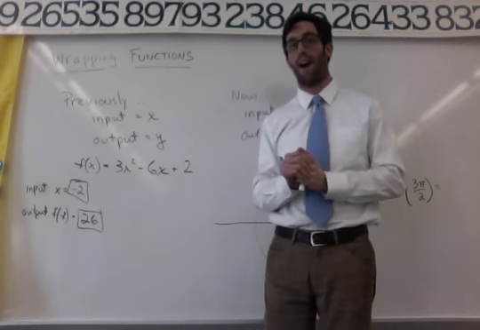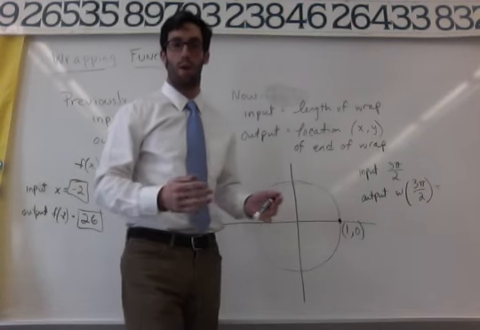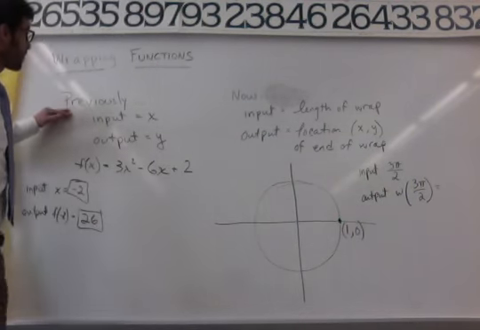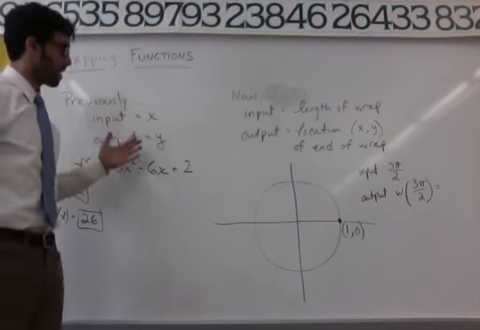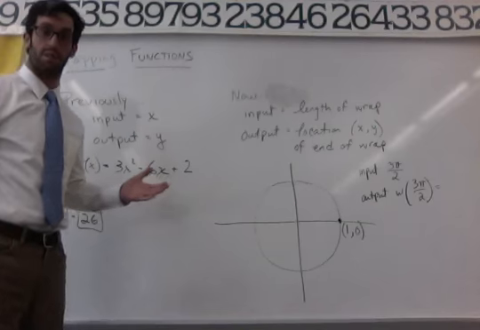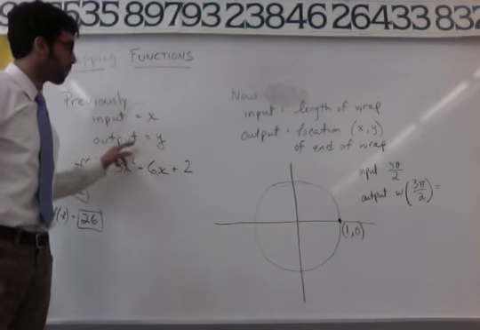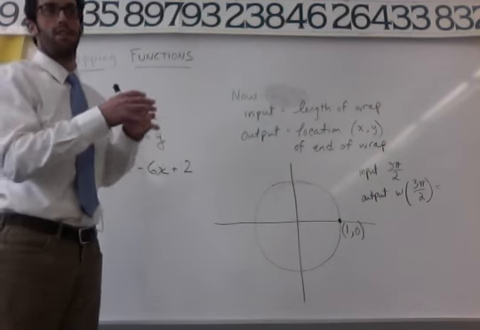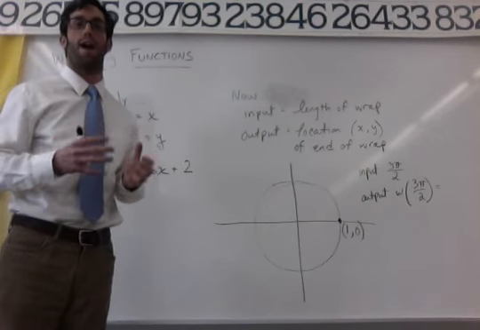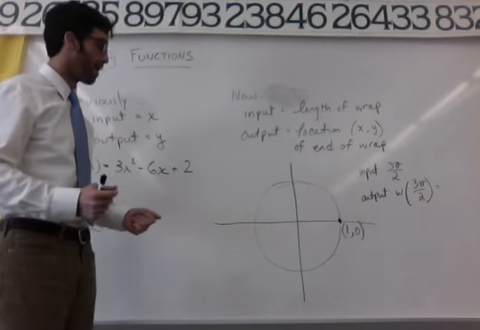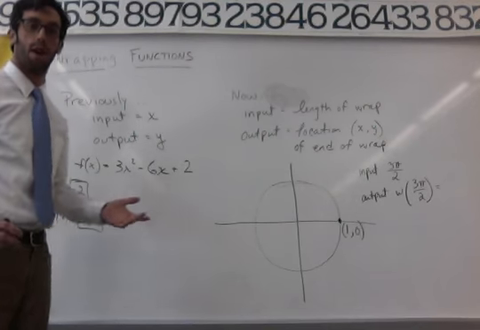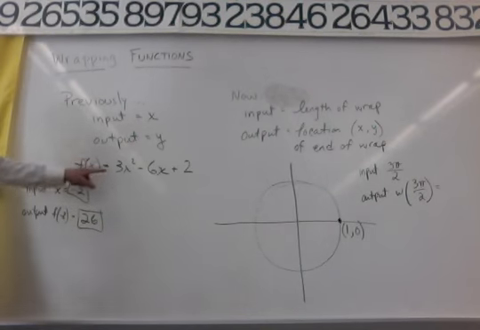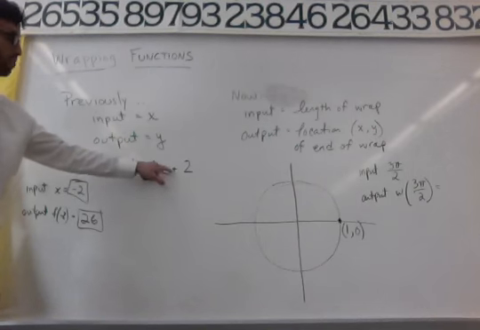The kinds of functions you've had experience with before are like this. Previously, we've had an input, which generally was the x variable, and then an output, which was y. So you enter a value for x, and that's your input, and then you get a value for y, and that's your output. That's usually the answer. The notation we've used is up here: f of x equals 3x squared minus 6x plus 2.